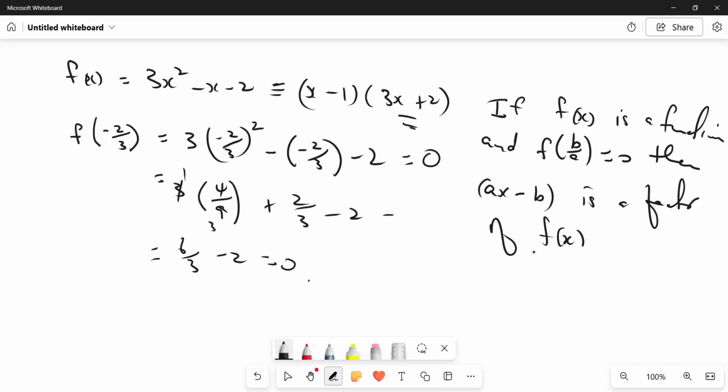What they're saying here is just that if you have a factor looking like this, it's a more general form of writing the factor theorem. So if f(b/a) is equal to 0, then ax minus b is a factor of f(x).